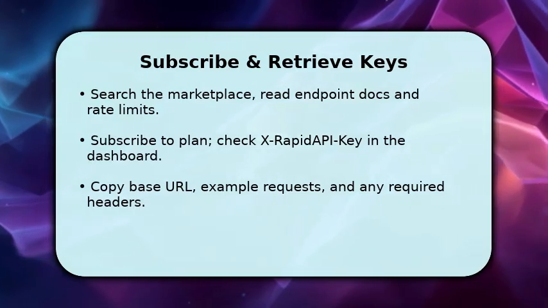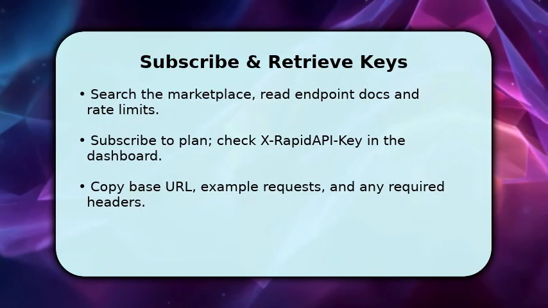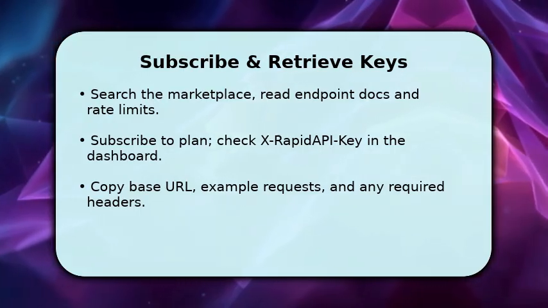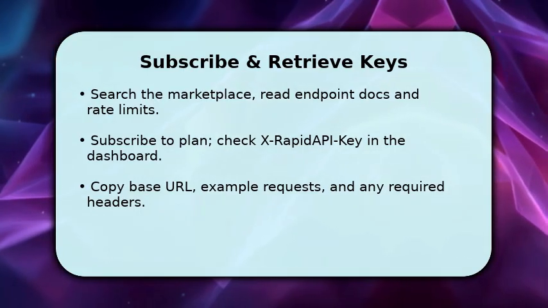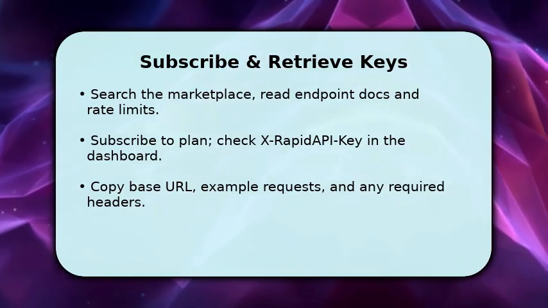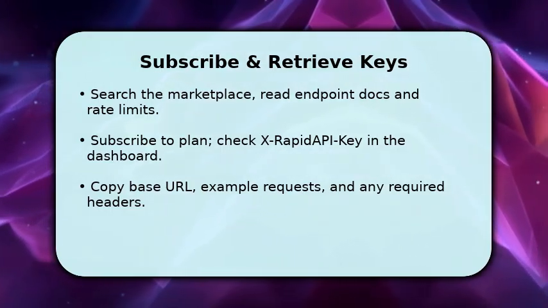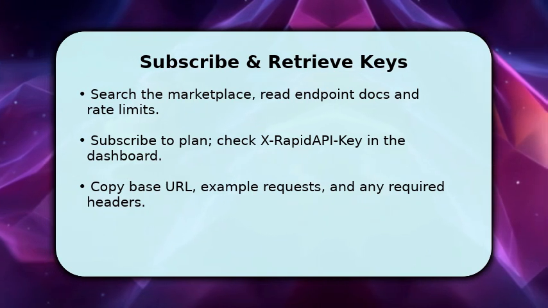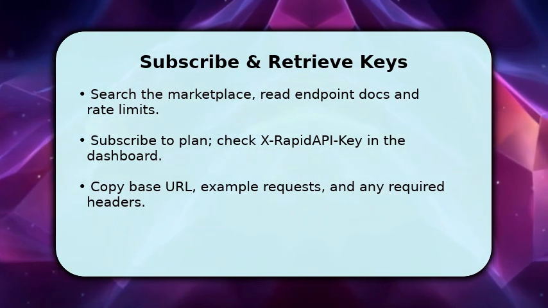Subscriptions can switch later. After subscribing, go to your dashboard or the API's testing tab to reveal the API key and host values. Copy them now. Also copy the base URL and examples. These reduce errors when you implement requests in code or tools like curl or Postman.